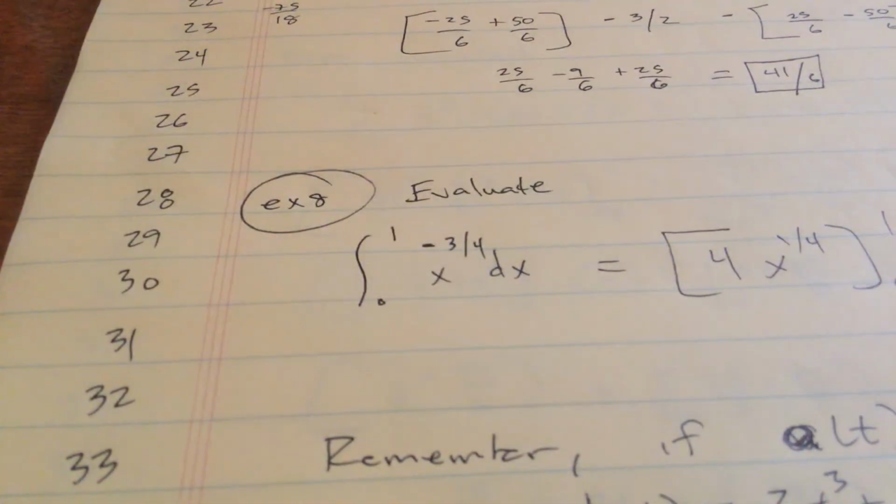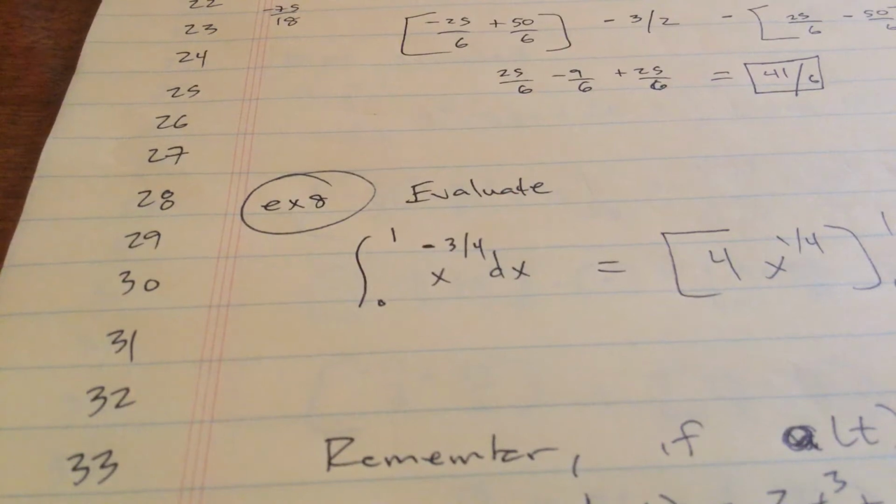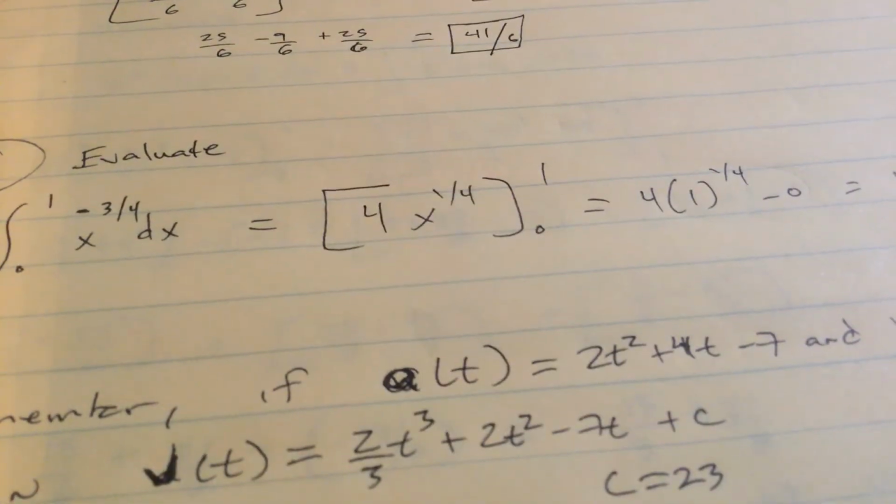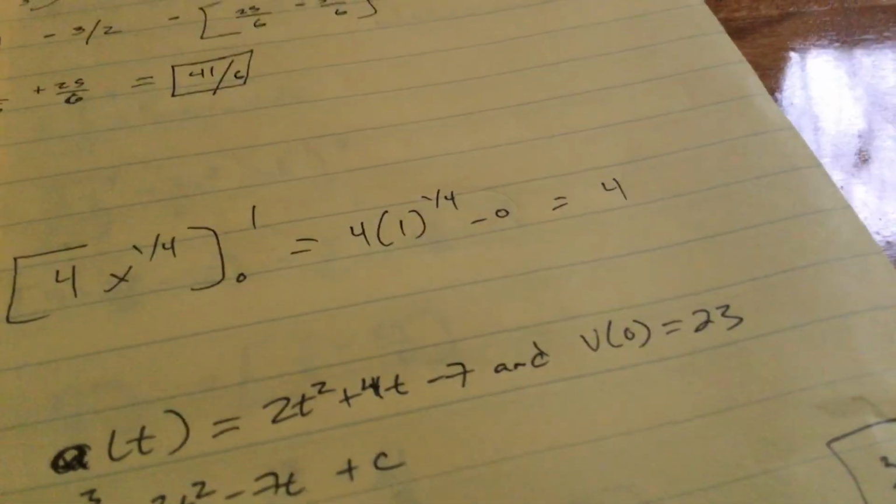Here's an easy one, okay? Just integrate as bounds. 1 power up divided by the new power. If you divide by 1/4, you multiply by 4. Plug it in, you get 4. All right.